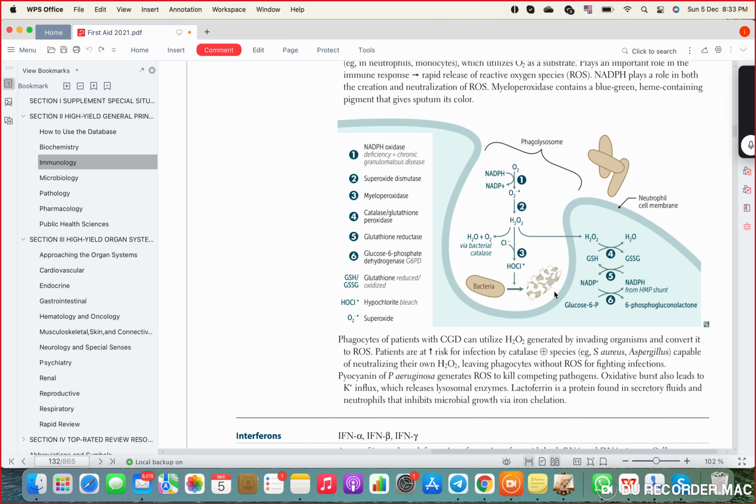Aspergillus. E is E. coli. S is Staphylococcus aureus. S is Serratia. Needs places to bleb. B is Burkholderia cepacia. What was that?